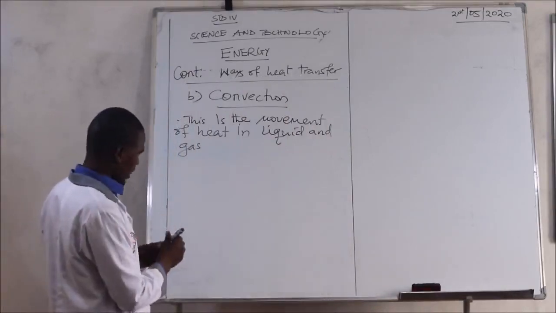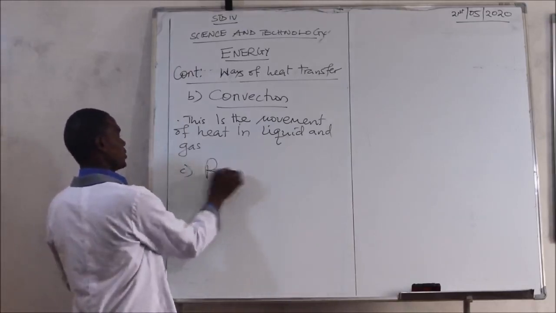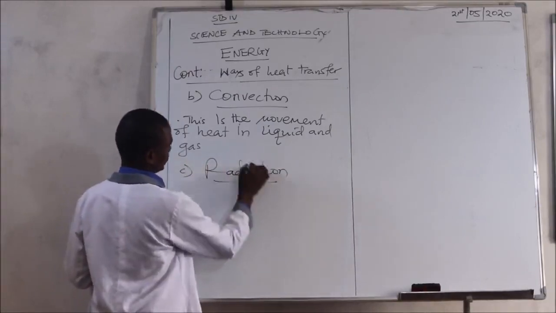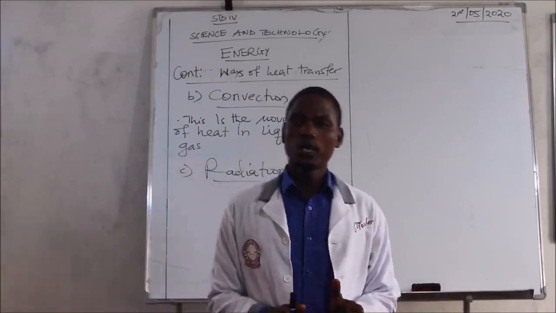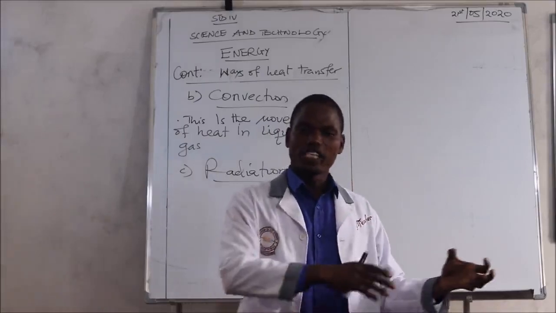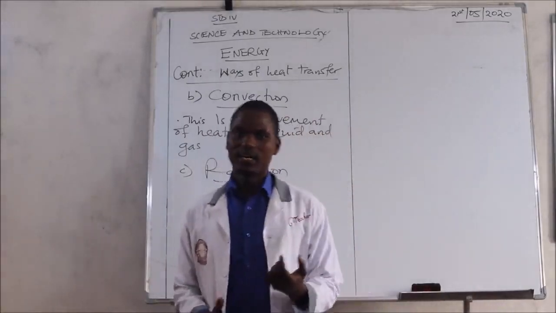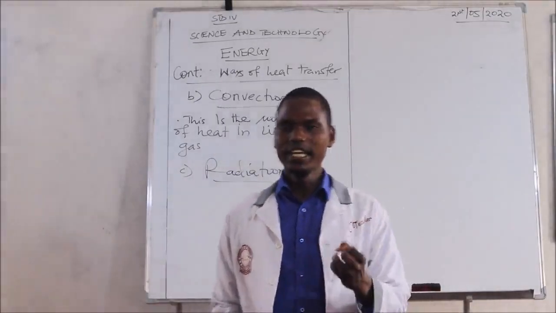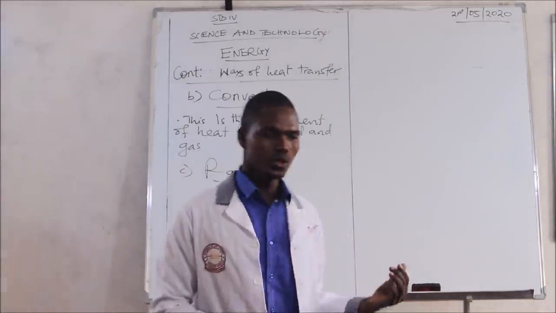So we are going to the third one, which is radiation. Movement of heat through radiation. Now, this is the movement of heat through a space. For example, we do give a case example, movement of heat from the sun. Heat from the sun is a common example that we do use in this case.